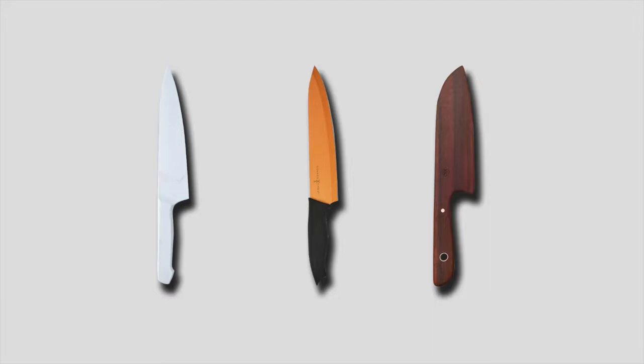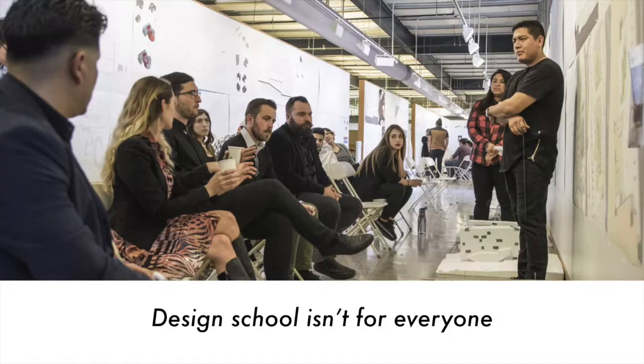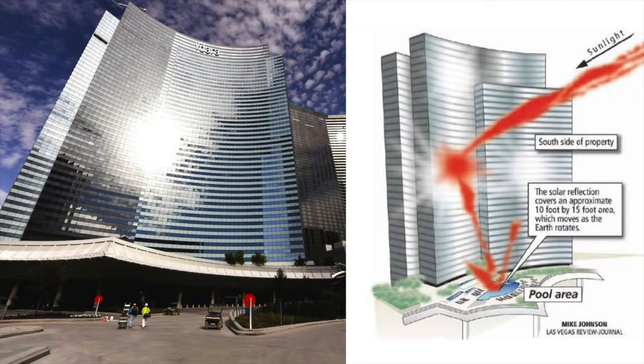Each student needs to define an intersection where their passion and their perseverance collide. Design isn't for everyone, but if it is, you need to remember your principles and who you're designing for. Take the Vdara Hotel in Las Vegas, for example. A concave design created a heat ray that heats the pool to temperatures up to 107 Fahrenheit, 42 degrees Celsius. That's hot enough to melt plastic bags.